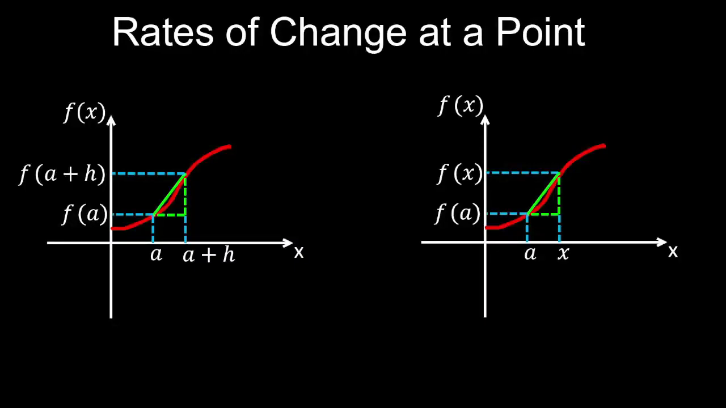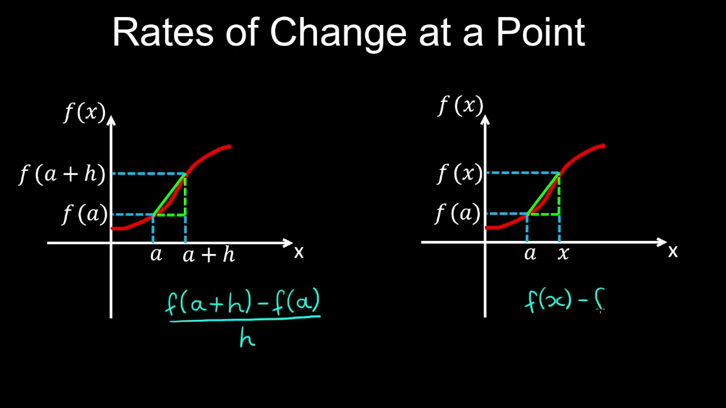We can express the average rate of change of a function over an interval in multiple ways. So using the rise over run in this first case, the rise would be f of a plus h minus f of a over the run, which is a plus h minus a. And in this second case, the rise would be f of x minus f of a over x minus a. So these are the slopes of the secant line.